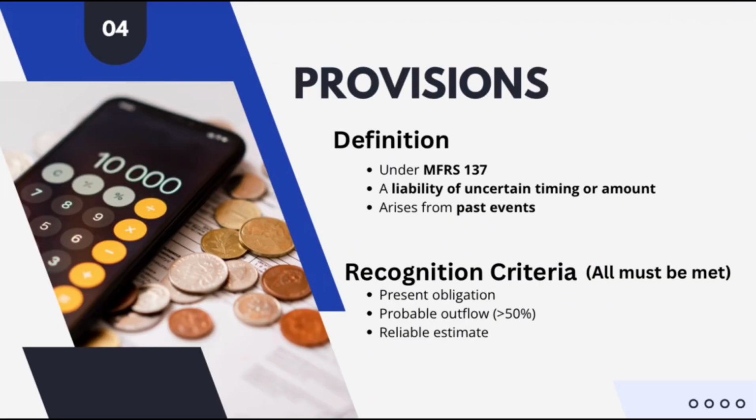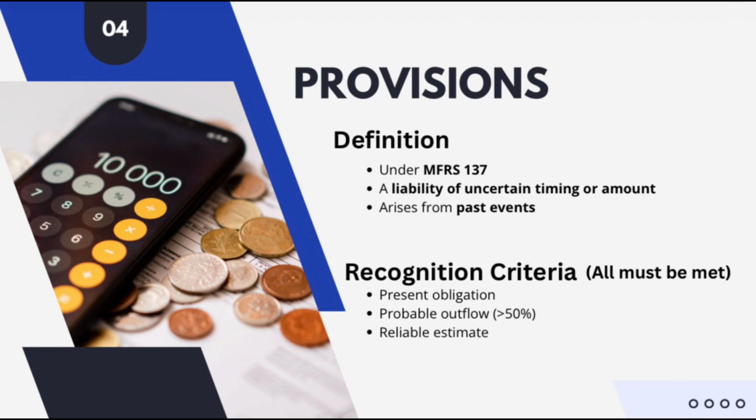Thank you, Yimun. Building on that, I will now explain provision. Under MFRS 137, a provision is a liability of uncertain timing or amount arising from past event. This means the company already has an obligation, but we are not sure when or how much needs to be paid. For a provision to be recognized, three criteria must be met.